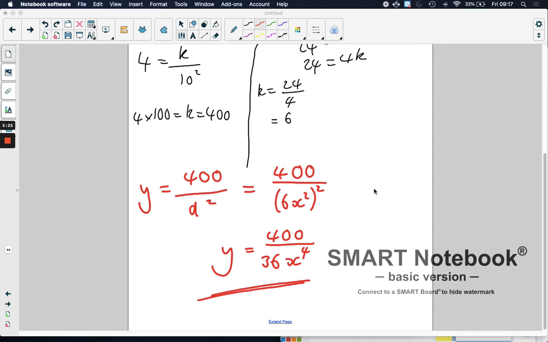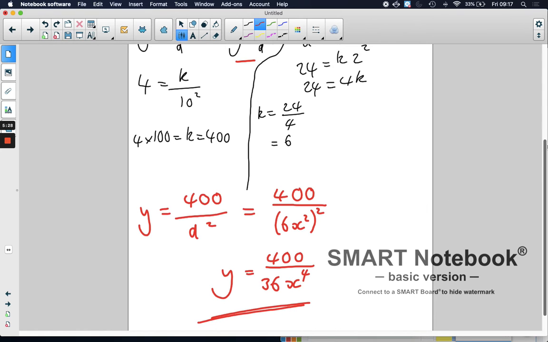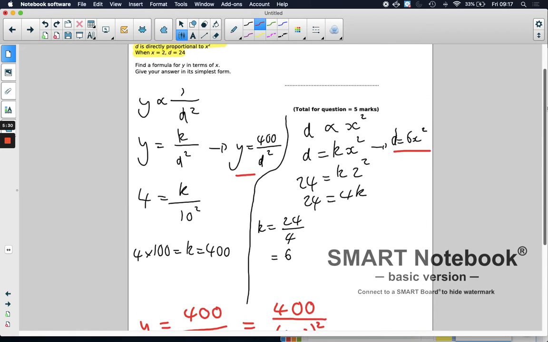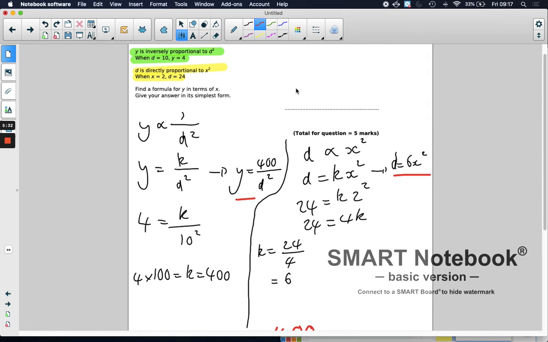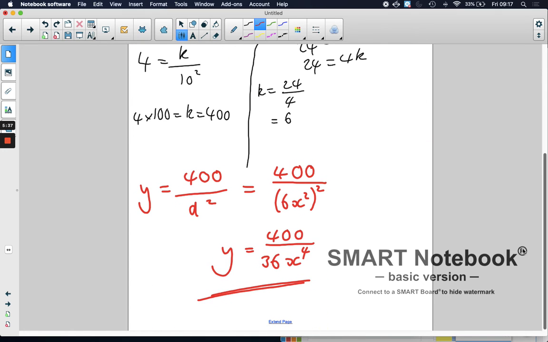Now, just before I finish, I want to double check that I've fully answered the question. So I return to the question. It says give your answer in the simplest form. Okay, so I need to double check I have. 400 and 36 both share a factor of 4. So I'm going to divide top and bottom by 4. We are 100 divided by 9x to the power of 4. And that is my final answer, because I've divided top and bottom by 4, because I want to give the simplest answer.